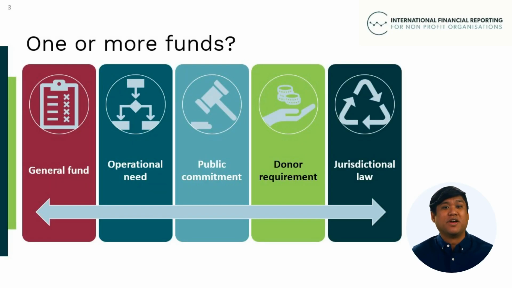All NPOs will have at least one fund. This fund can be known as the general fund, accumulated fund, or general reserve. INPAG uses the term general fund. An NPO may have other funds for a variety of reasons. This could be due to internal operating choices or external public commitments. Maintenance of additional funds may also be necessary because of legal or equivalent requirements arising from arrangements with grantors or donors or local jurisdictional laws.